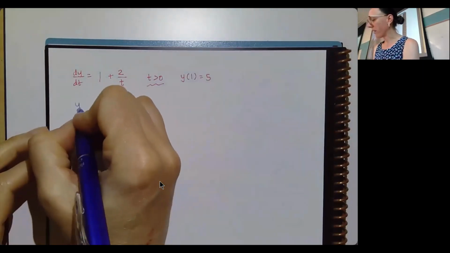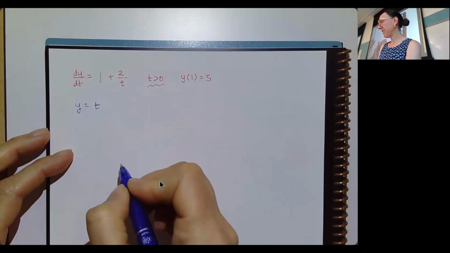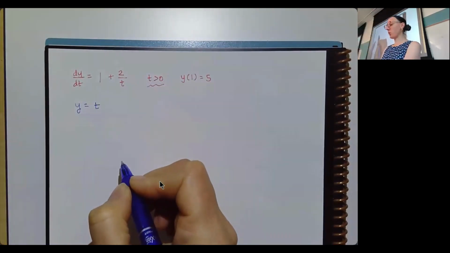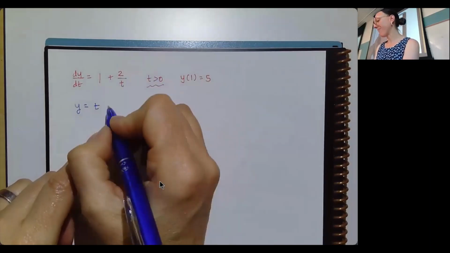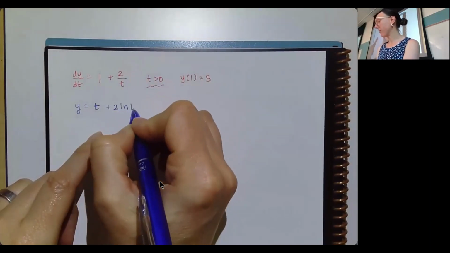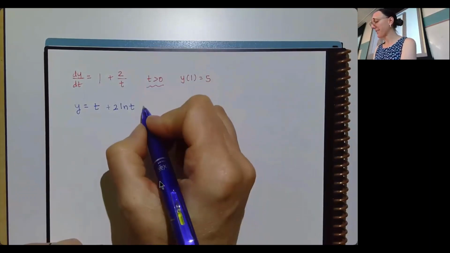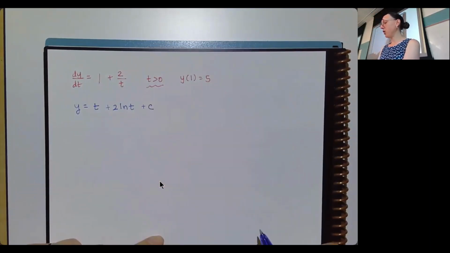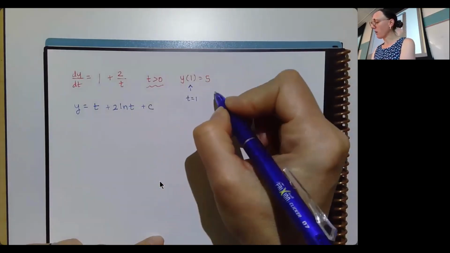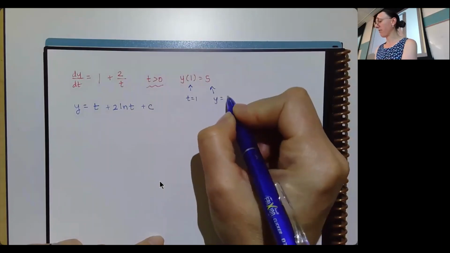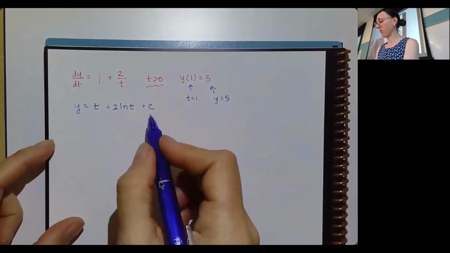Finding that antiderivative of 1 is going to be t, because we're asking ourselves whose derivative is that? And whose derivative is 2 over t? That's the 2 ln t we had before, plus some sort of constant. Notation-wise, this tells me that when t equals 1, y is equal to 5. And that's enough to allow us to solve for c.